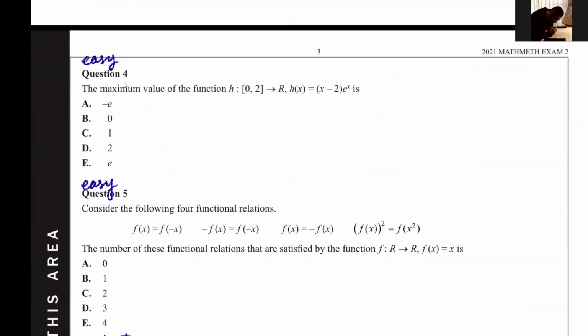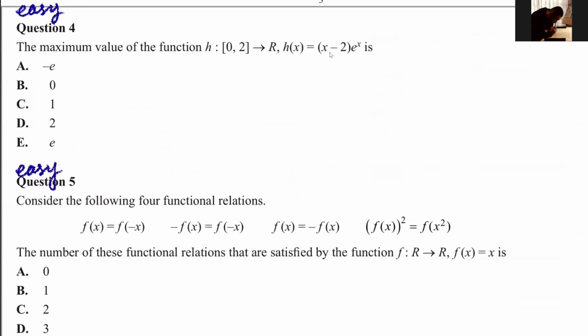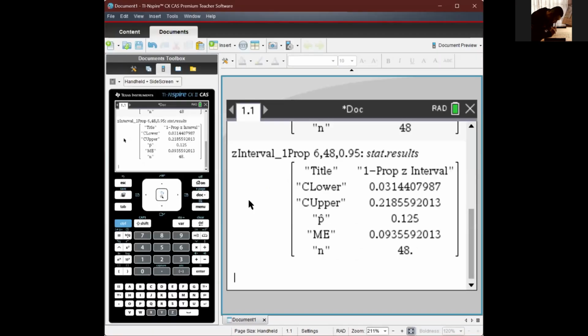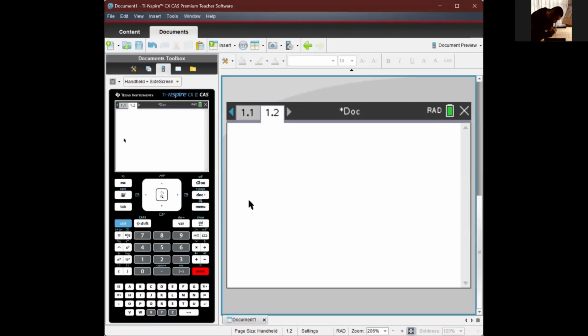Okay, next. Maximum value of the function. Well, we need to get this graph over the domain from 0 to 2. If we say the maximum value, that is the maximum y value. CAS calculator again. fMax of x minus 2 times exponential power x, x from 0 to 2. That occurs at x equals 2. So when I put x equals 2 into the function to get a y, that's 0. So option B.